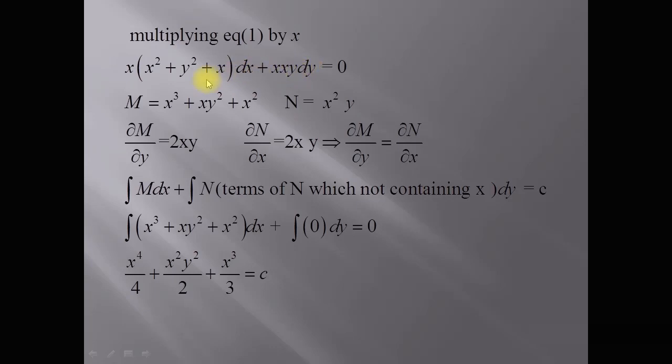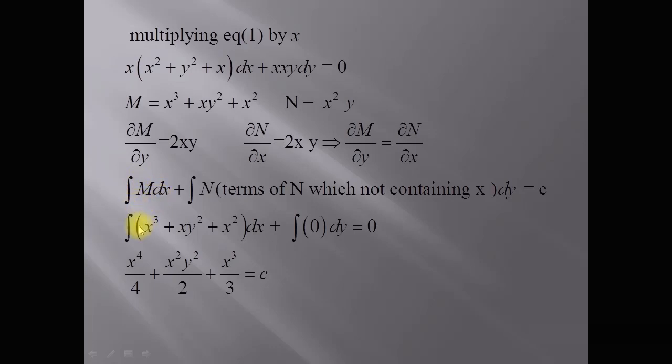Now you can easily find the solution of this exact differential equation by using this formula: integration of M function with respect to x, plus integration of those terms of N which do not contain x with respect to y, is equal to c. Dear students, note that since in this new differential equation the function N contains only one term, which contains x, we skip the integration of N in this example and take only the integration of the M function with respect to x.